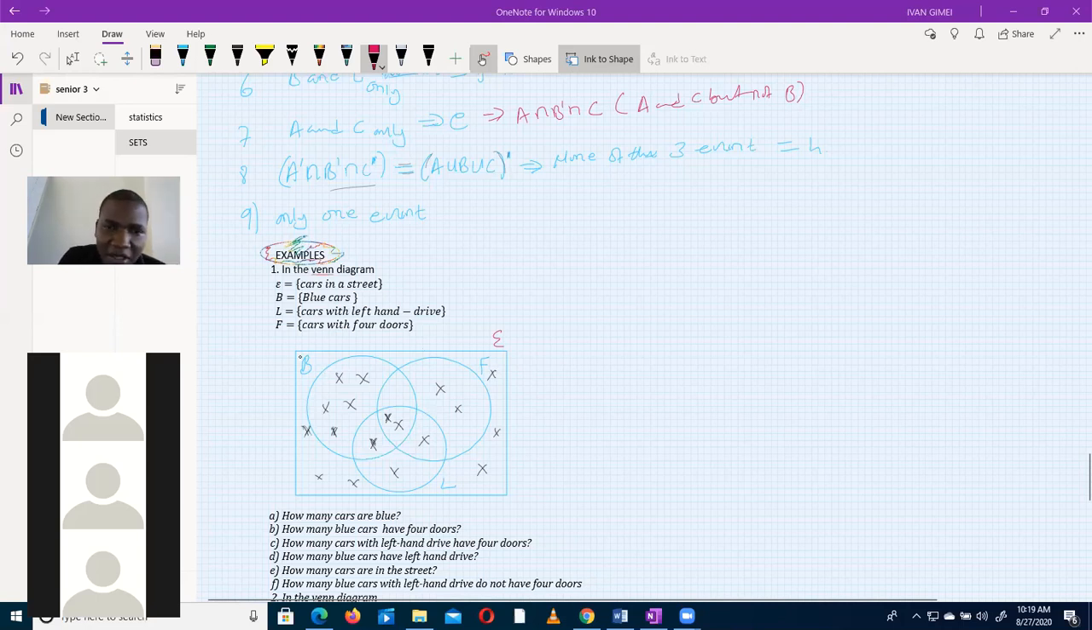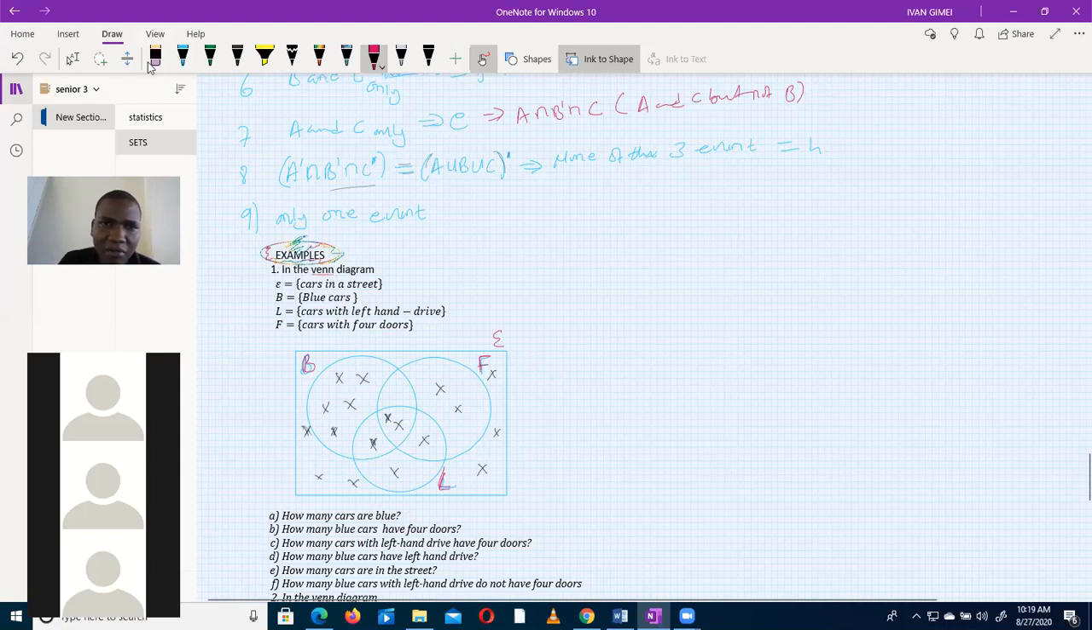We have set B. This is what he has. Remember, set B is represented by the whole circle. If you want to find the number of cars represented by set B, it is the whole of this circle. Then set F: these are cars with 4 doors. Then those ones, the left-hand drive, where the driver sits on the left-hand side. We have that. So the first question says, how many cars are blue?